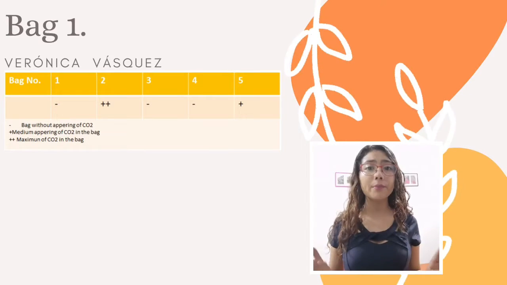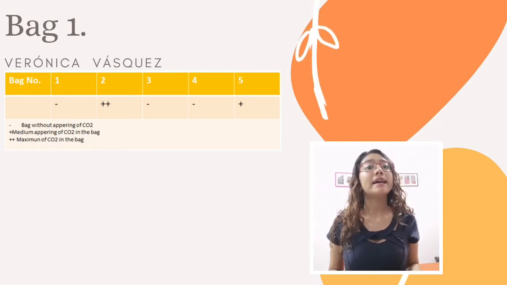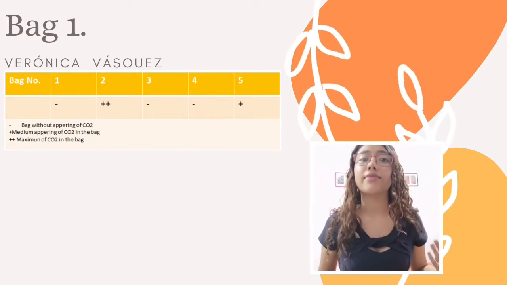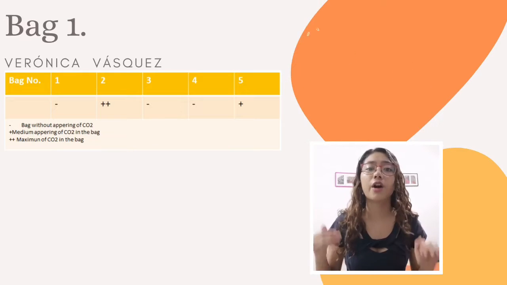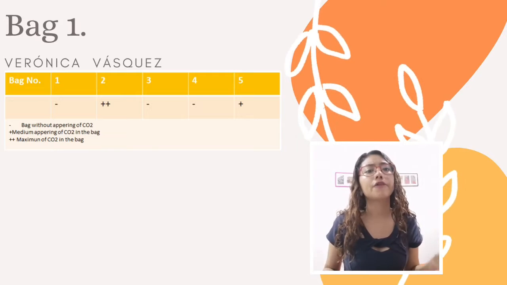In table number 1, the results of the different members of the group are observed. In system 1, all the members obtained a negative result. This one is considered the first control bag because it doesn't ferment due to the lack of the glucose substrate.